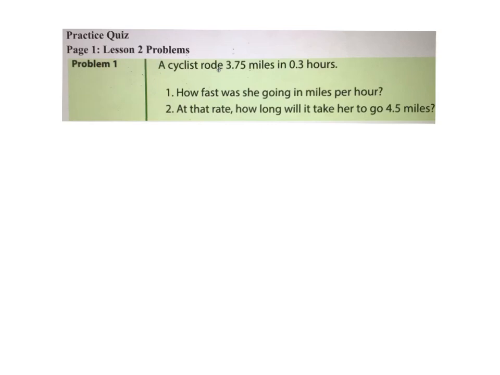All right, so with lesson 2, this takes us back to ratios and proportions, and like we always say, make a table. A cyclist rode 3.75 miles in 0.3 hours. Let's make a table. Answer all these questions.